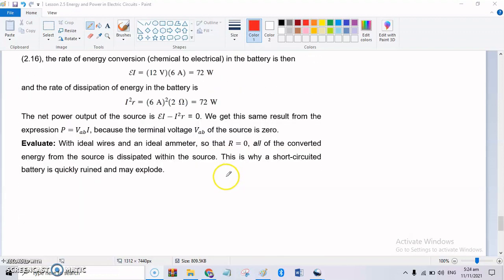Now, with ideal wires and ideal ammeter, R is equal to 0, all of the converted energy from the source is dissipated within the source. This is why a short-circuited battery is quickly ruined and may explode.